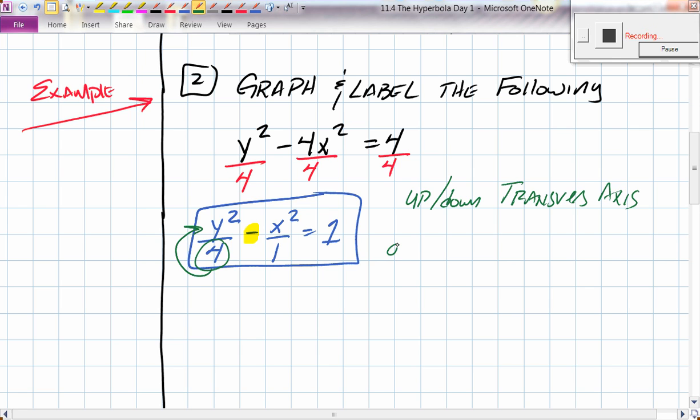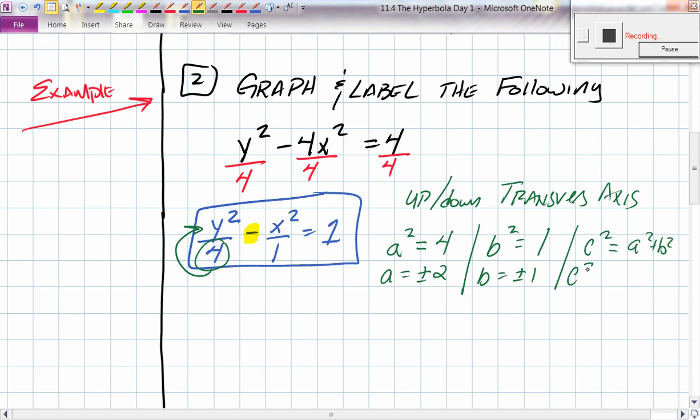What is the value of a squared? 4. Very good. So that means a has to be plus or minus 2. What is the value of b squared? 1. So that means that b has to be plus or minus 1. And the value of c squared, well, we know these are related by adding them together. So 4 and 1, so I'll just do a squared plus b squared. So c squared has to be 5, so c has to be plus or minus the square root of 5.